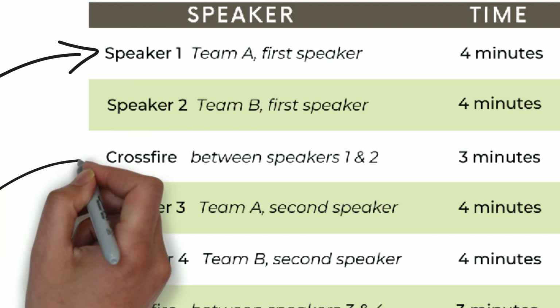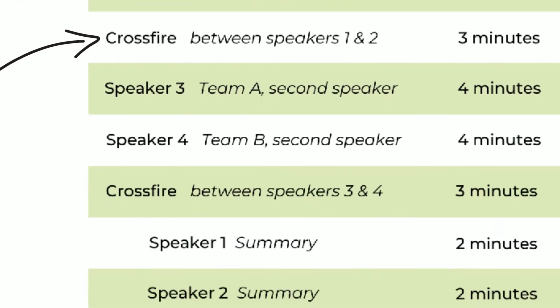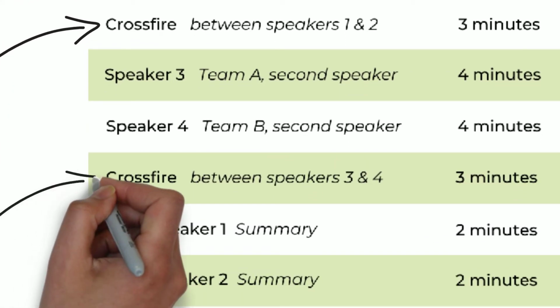A crossfire is a questioning round, allowing the 2 speakers who've just spoken, in this case speakers 1 and 2, to interact directly. The first question should always be asked by the first speaker. Following the first crossfire, the same formula will repeat with speakers 3 and 4, concluding in another crossfire.